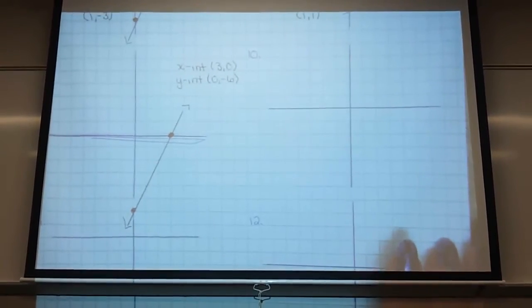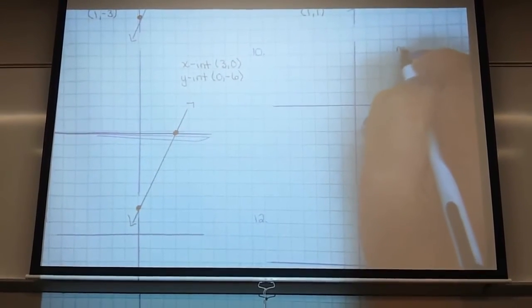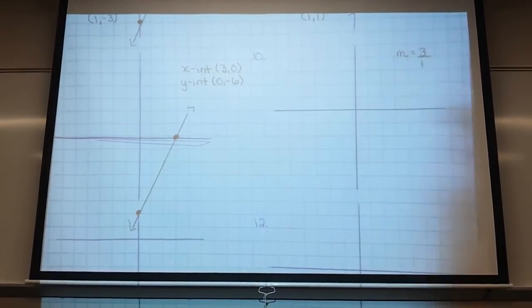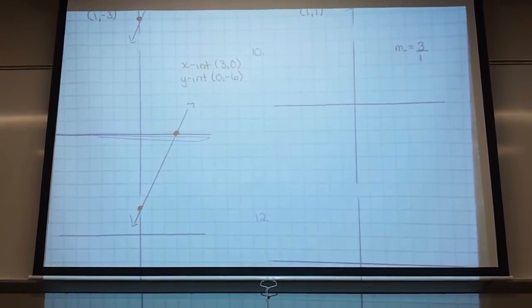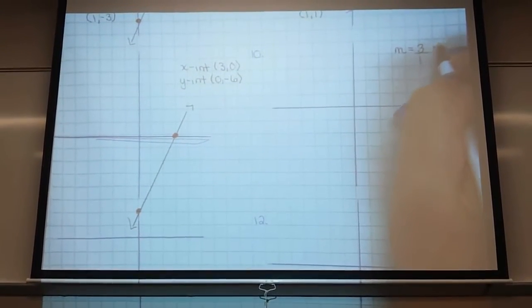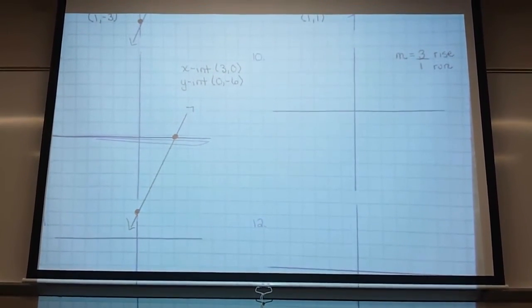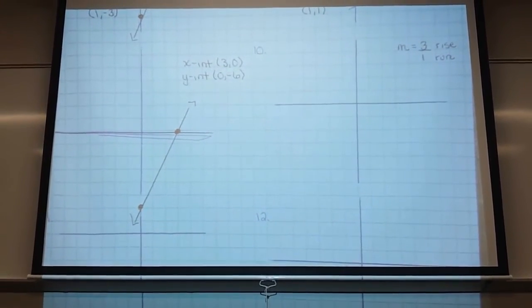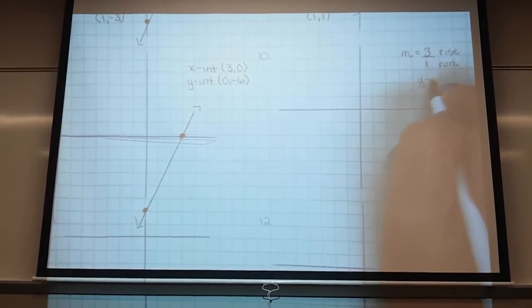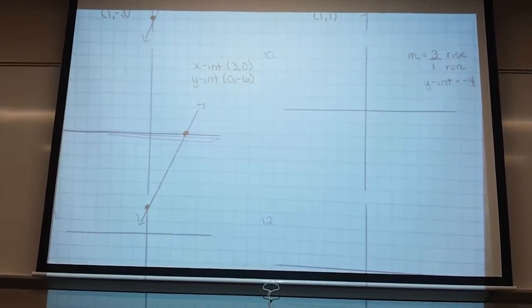All right, number 10. So I've got m equals 3. And you want your slope to be a fraction, so I'm going to put it as 3 over 1. And how do you have to remember slope? Rise over run. Rise or fall, but in this case it's the rise. And when you run, which way do you always run for your life? To the right. That's the way you're going to run. And then we said the y-intercept was negative 4.